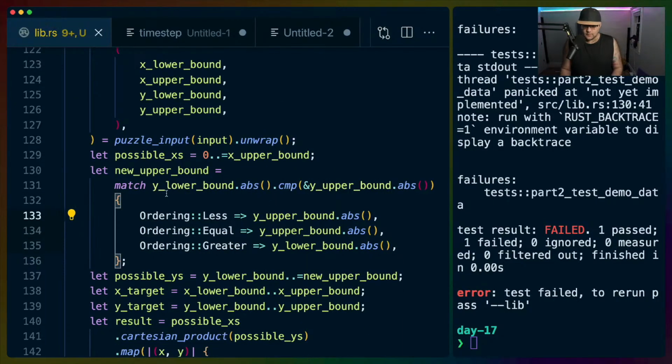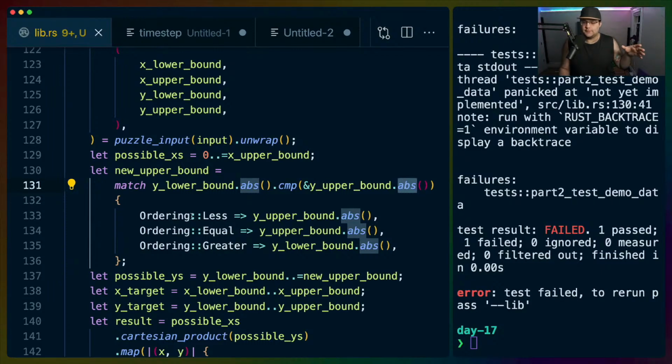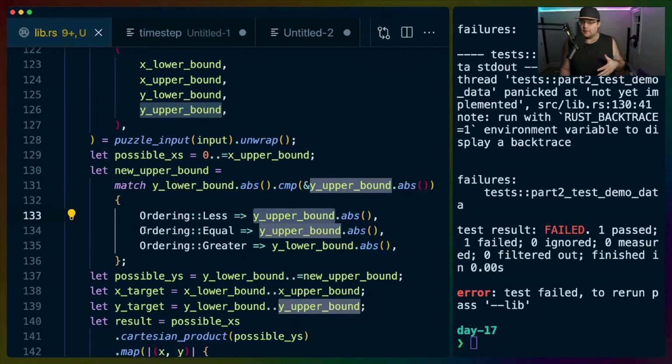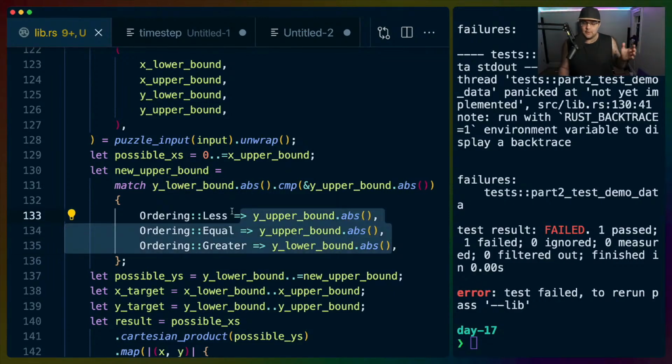So if we match on the lower bound absolute value, so if we have a negative, we get positive, and we compare it to the upper bound absolute value, so they're both positive numbers now. If the left-hand side is less, then we use the right-hand side. If they're equal, it doesn't matter. If the left-hand side is greater, we use the left-hand side. And we always take the absolute value because we're doing an upper bound here. So that's comp, which is really nice and useful.